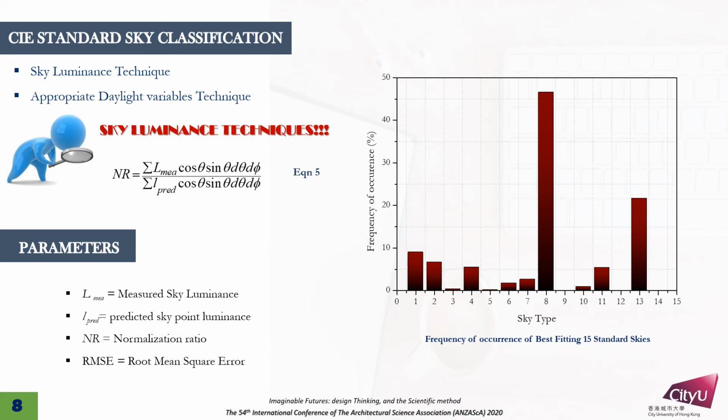The sky luminance technique and the appropriate daylight variable technique are two methods for CIE standard sky classification. In this study, we used the sky luminance technique. It was observed that during the measurement period, sky types 1, 8, and 13 are the most representative skies in Hong Kong. This agrees with a previous study by Lau 2017.